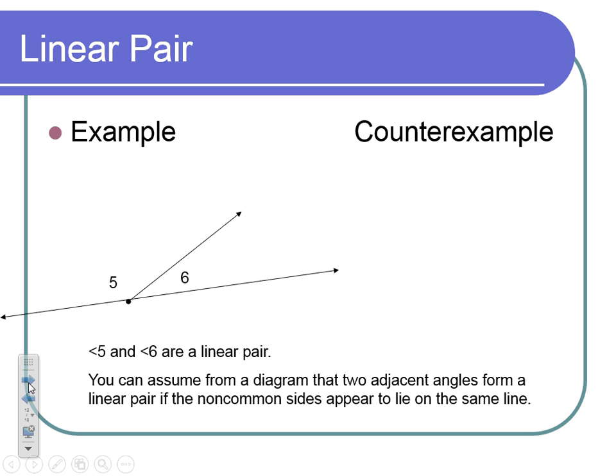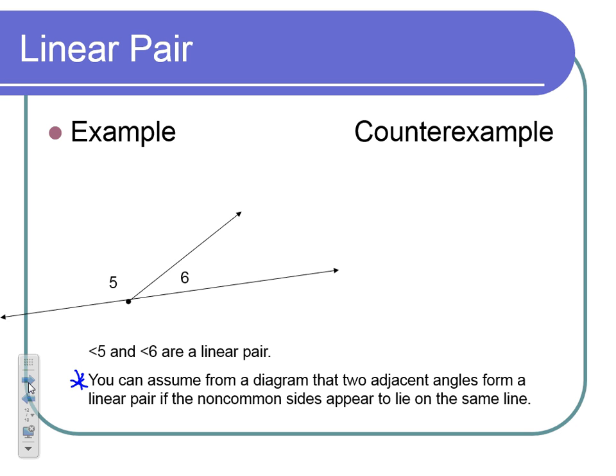So drawn here is an example of a linear pair. Linear, we remember, means line. So it's two angles that add up to give you 180. So it's basically the idea of being supplementary, but this time they're always going to be adjacent. So you can assume from this diagram that two adjacent angles will form this linear pair.